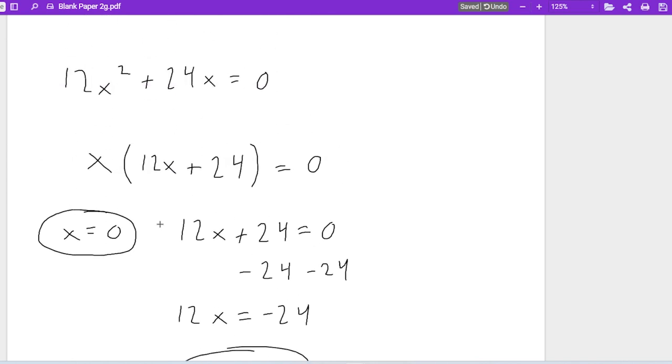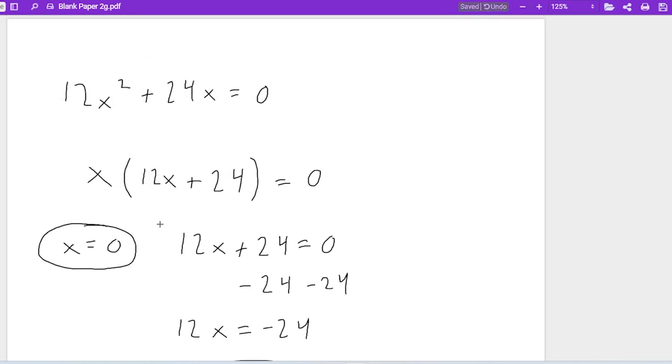And again, the strategy was factor out the x as my first step. Notice I won't be able to do that if I have literally anything else at the end there. So for instance, if I have 12x squared plus 24x plus 3 or whatever, now I can no longer use that strategy because the 3 does not have an x in it.